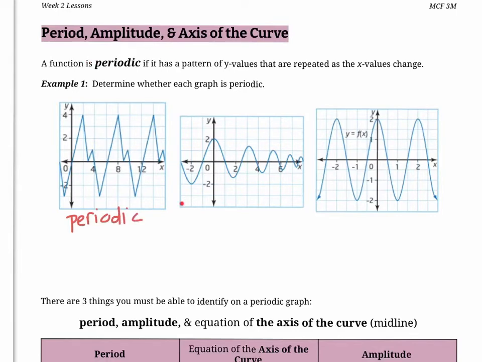Let's try the next one. How about this guy here? Does this guy have a pattern that's repeating over and over and over again? And by pattern, I mean in the y values. Are the y values the same over and over again?